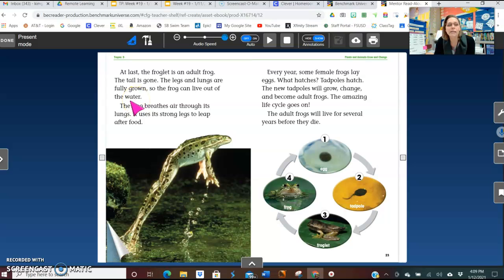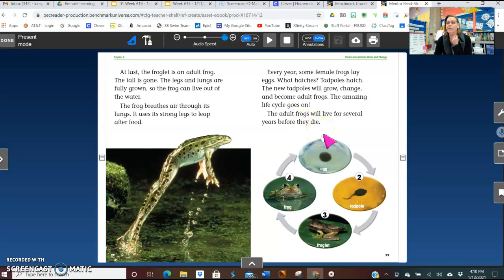Think about what you can do when you're out of the water. The frog breathes air through its lungs. It uses its strong legs to leap after food. Boy, lots of details. So think about what the frog is doing now. Every year, some female frogs lay eggs. What hatches? Tadpoles hatch. The new tadpoles will grow, change, and become adult frogs. The amazing life cycle goes on. The adult frogs will live for several years before they die.